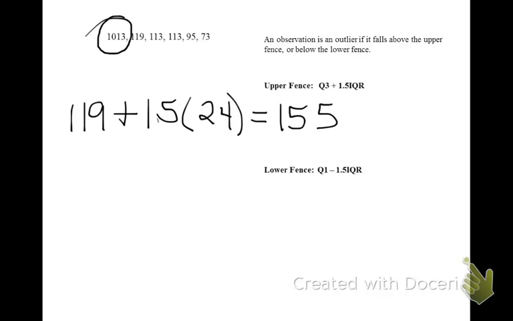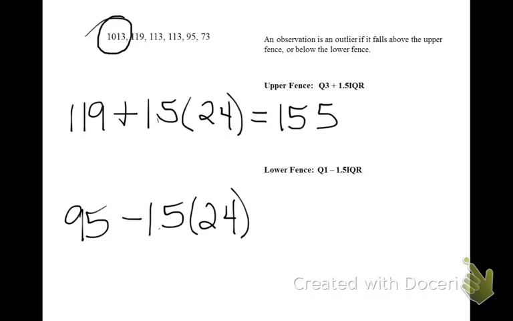Looking at the lower fence, we take Q1, which in our case was 95, and subtract 1.5 times that interquartile range of 24. This gives back 59. Any number smaller than 59 will be an outlier. Our smallest number is 73, so there's no outliers on the lower end of the data set, but there is one outlier on the upper end of the data set.